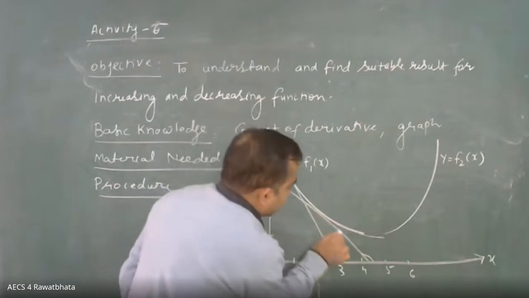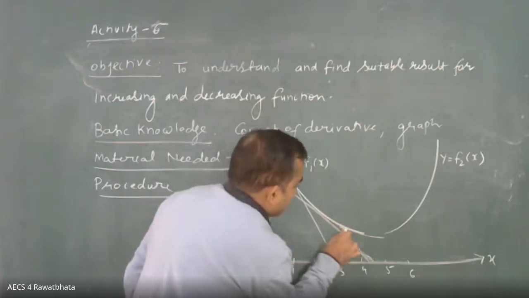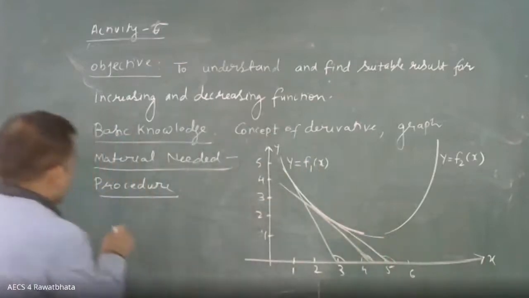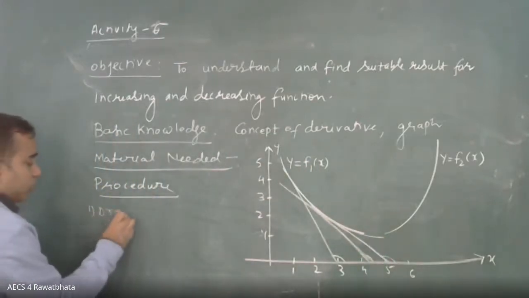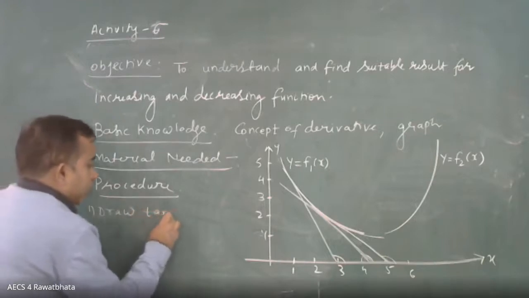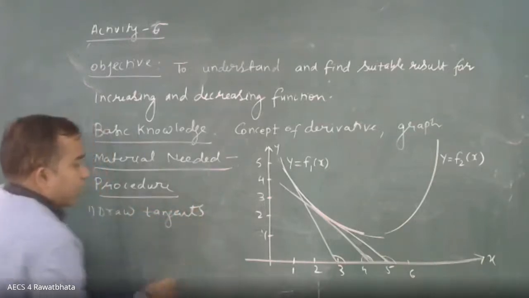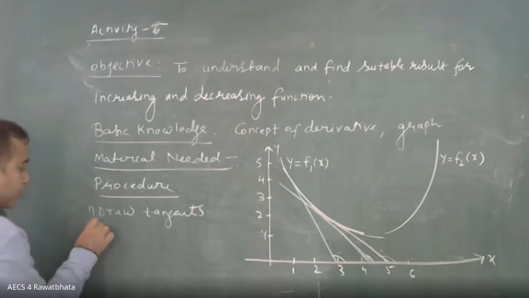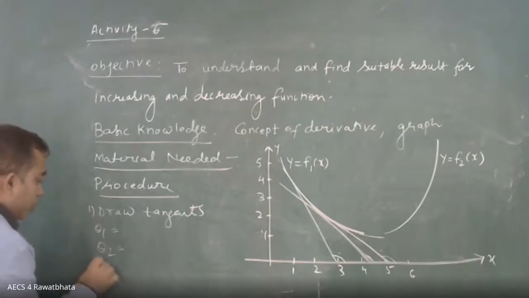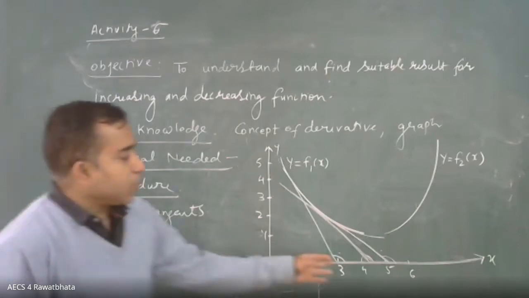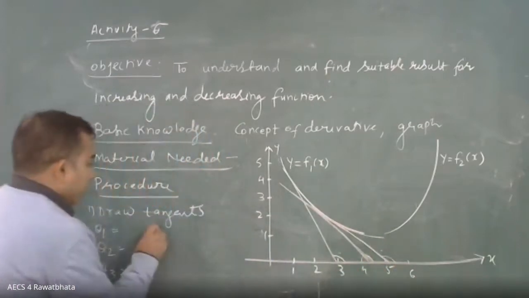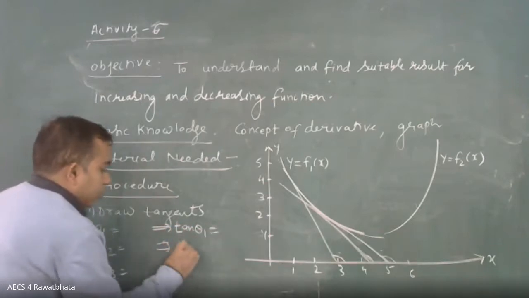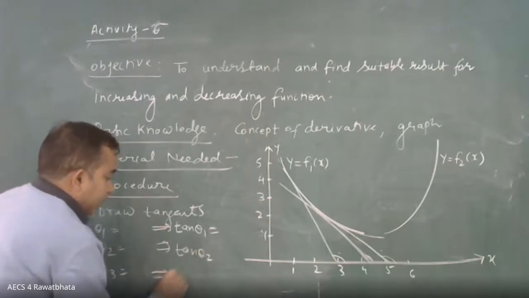This is a straight line, right students? Then let us draw one more. Suppose this, and this angle also you measure. So draw tangents, and whatever angle comes, you write. Then write theta 1, theta 2, theta 3, and these will certainly be obtuse angles. Okay. Then also write their tan: tan theta 1 is equal to, tan theta 2 is equal to, and tan theta 3 is equal to.